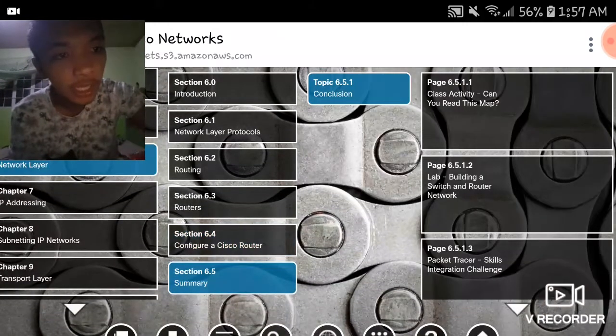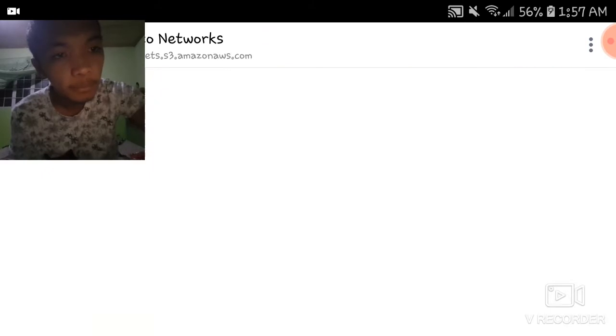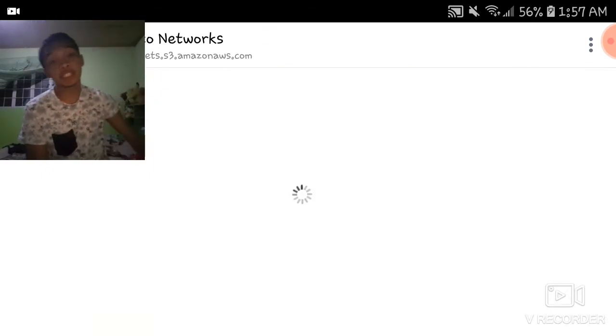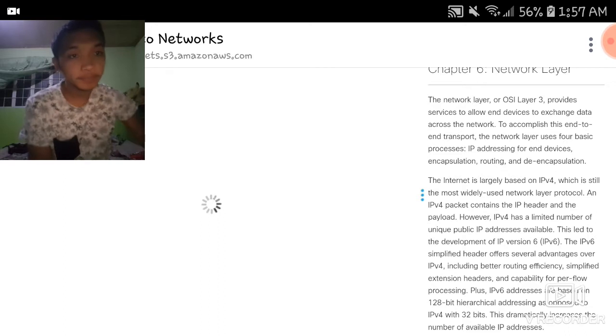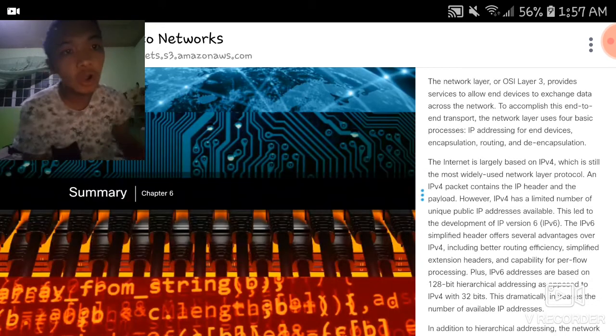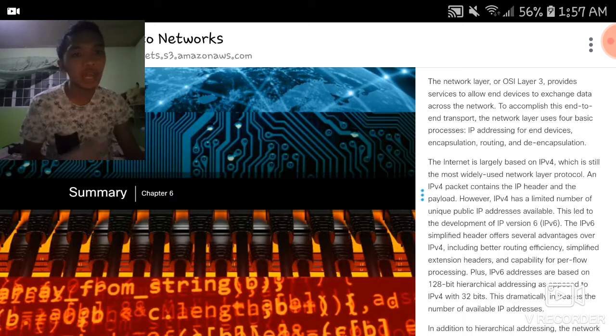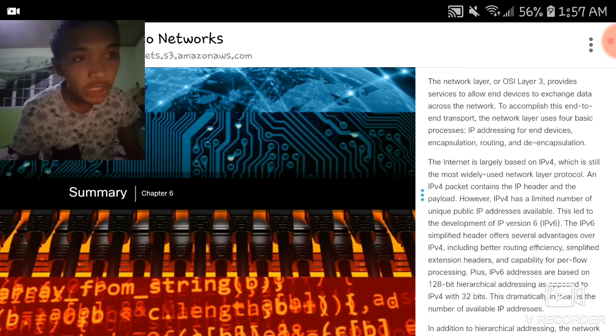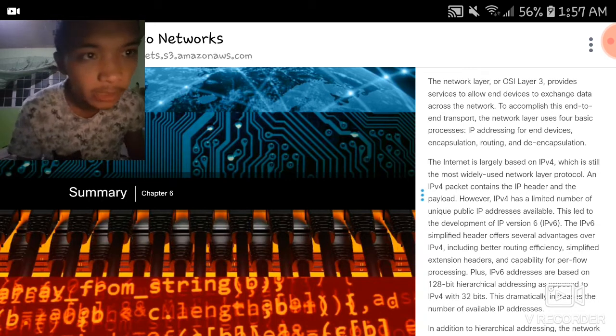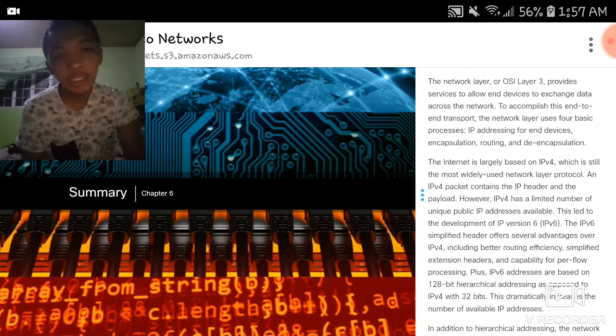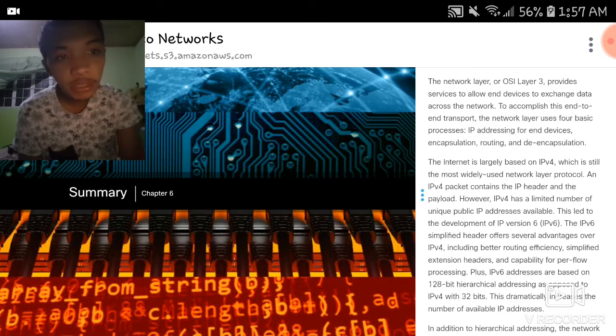So this is the full summary of Chapter 6, the network layer. The network layer, or OSI layer 3, provides services to allow end devices to exchange data across the network. To accomplish this end-to-end transport, the internet is largely based on IPv4, which is still the most widely used network layer protocol.